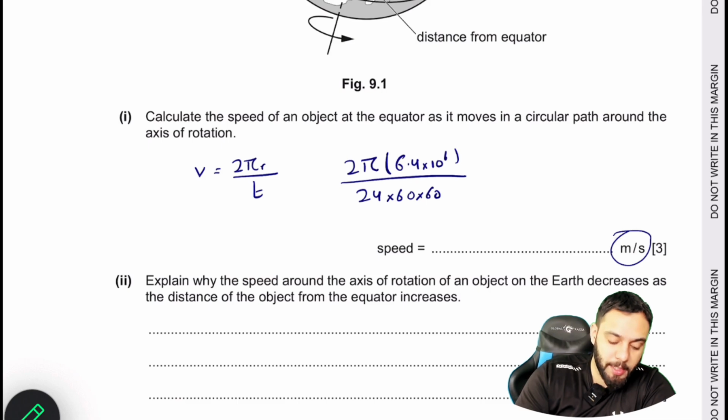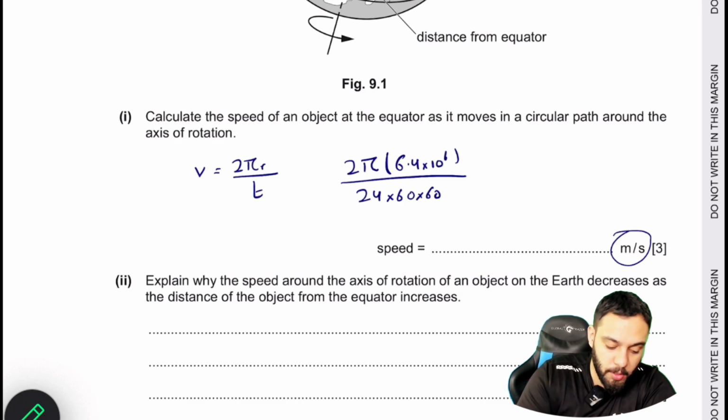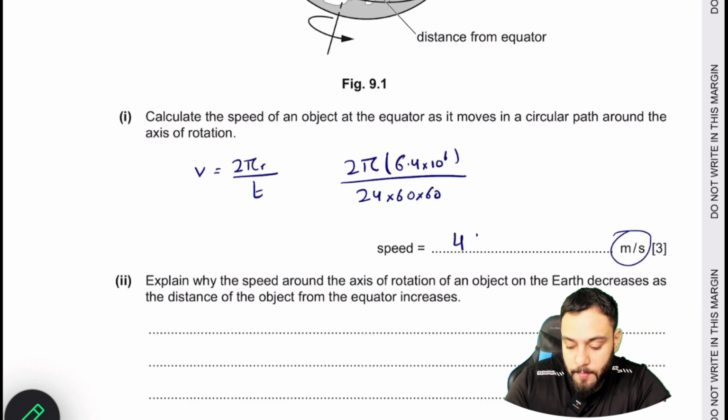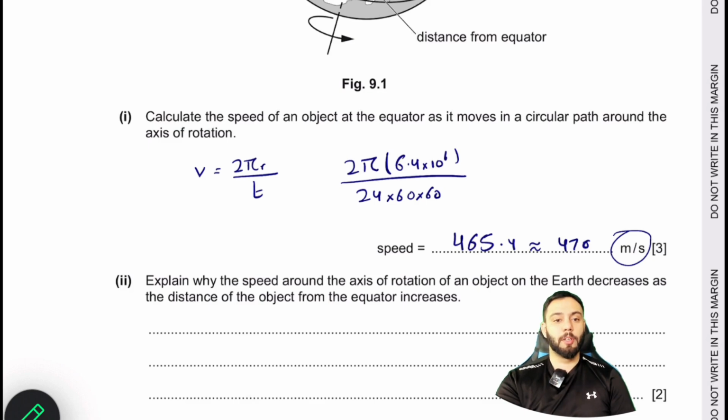Since your speed is to be calculated in meters per second, I'm going to go with this. So 2 pi times 6.4 times 10 to the power of 6, divided by 24 times 60 times 60. The value is going to be 465.4, and your examiner usually gives your answers in two significant figures. So 470 meters per second is going to be your value for this.